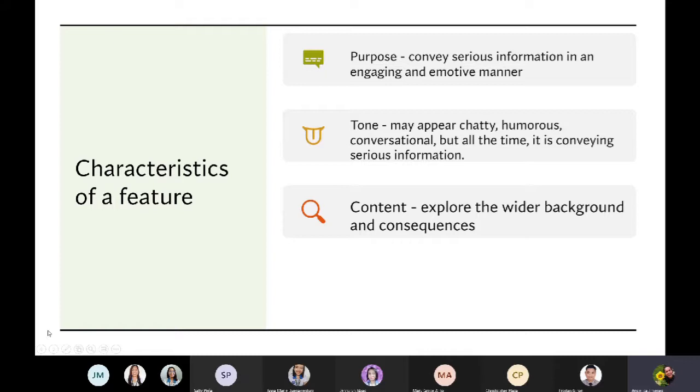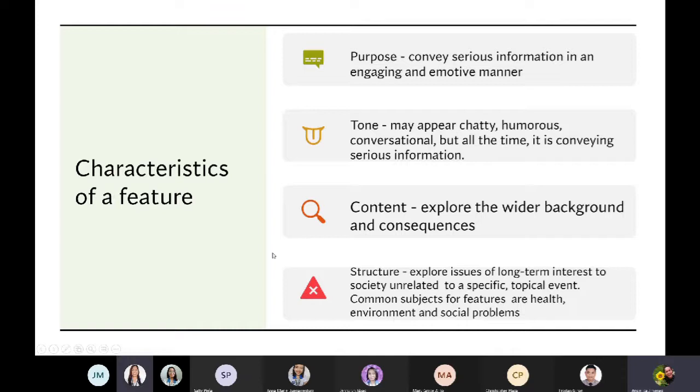Structure, Miss Consolacion. Morning, ma'am. Good morning. Can you please read and explain? I'm sorry, ma'am. I can't read kasi ano po, cell phone lang gamit ko eh. Ay, okay po. Sige. I will read for you and then you explain. Okay? Okay. Structure. For feature writing, explore issues of long-term interest to society unrelated to specific event. Common subject for features are health, environment, and social problems.